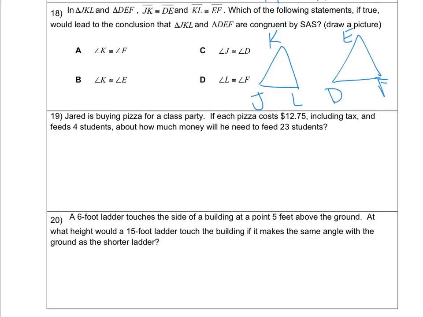Okay, so it's giving you information. It's telling you that JK is congruent to DE, so label that. And it's also telling you that KL is congruent to EF. Oh, that's not a Z, that's two segments, whatever.